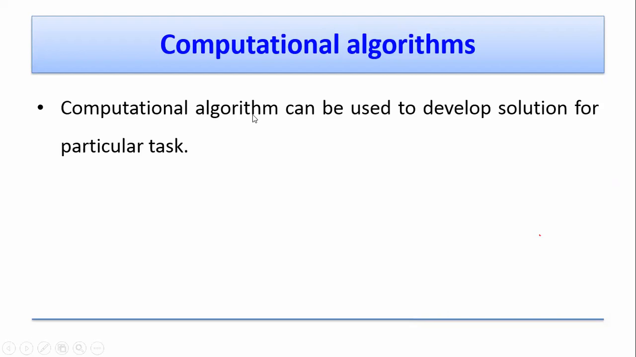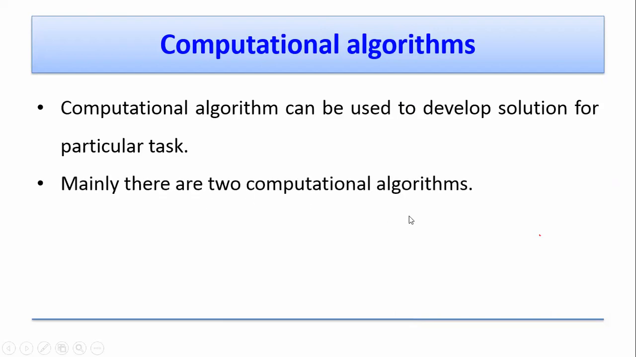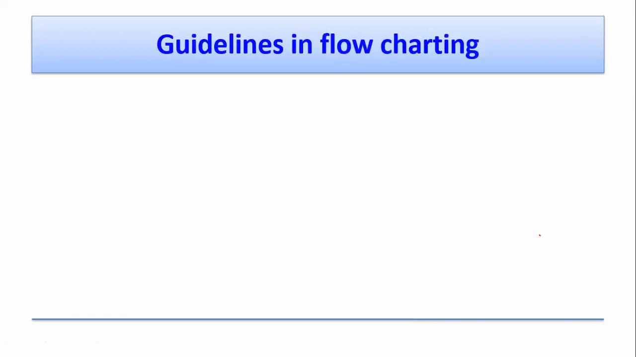And then a computational algorithm can be used to develop a solution for a particular task. So mainly there are two computational algorithms, pseudocode and flowchart. The symbols that we have to use in flowcharts are explained. And then the next one is the flowchart.